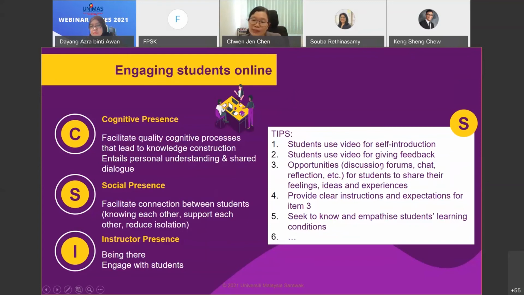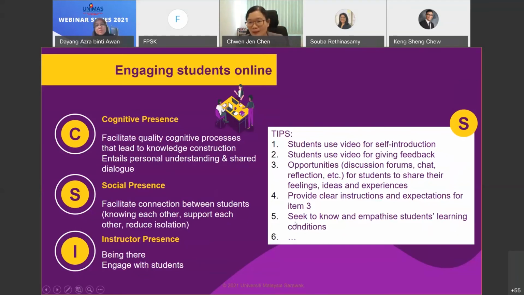Opportunities, like for instance, having discussion forums, chats and reflection and so forth, for students to share their feelings, their ideas and experiences. So a platform that is not so formal, but allows them to share about their feelings, their ideas, and even about their experiences, either related to the course or not related to your course. Of course, it's much better if it's related to our course, but sometimes we think that it's relevant. You may want to create a small space that allows them to express whatever is not very much related to their course. Right.